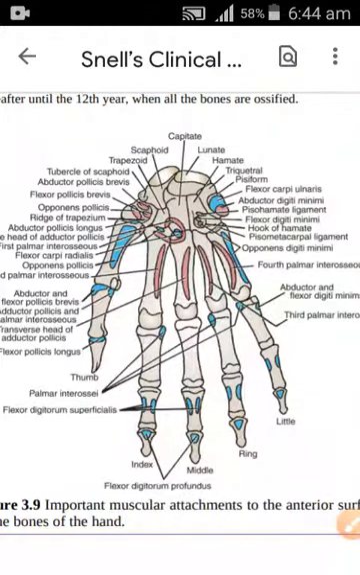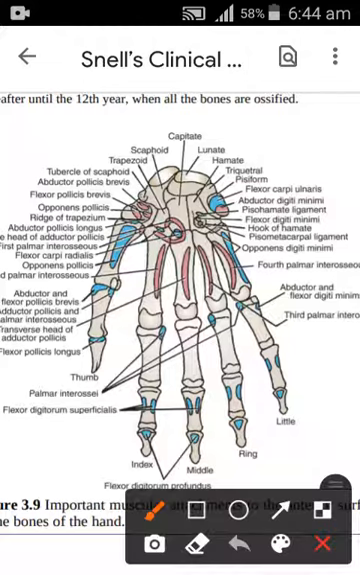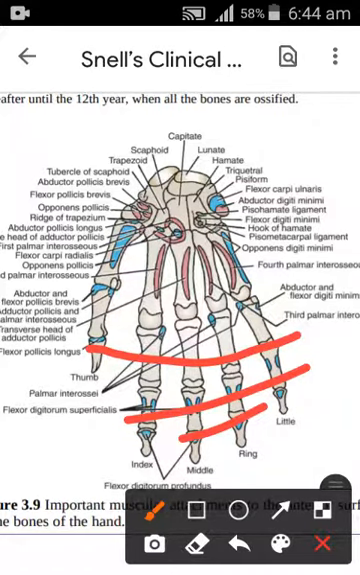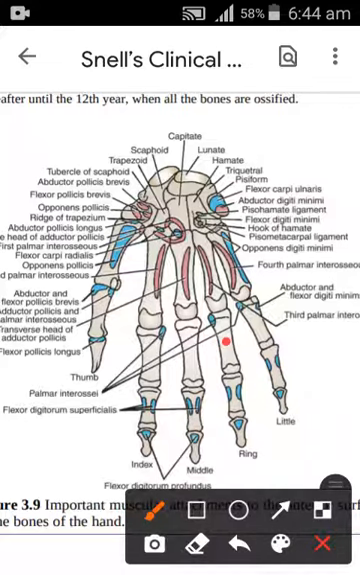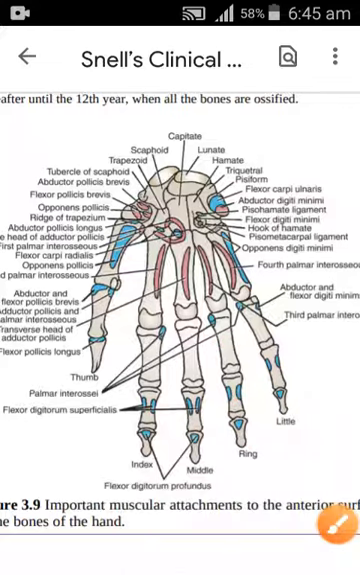Okay. Now we will go towards the other bones, which are the phalanges. This is the phalanges. This is the proximal phalanx, this is the middle phalanx, and this is the distal phalanx. There is no other explanation needed about the phalanges.